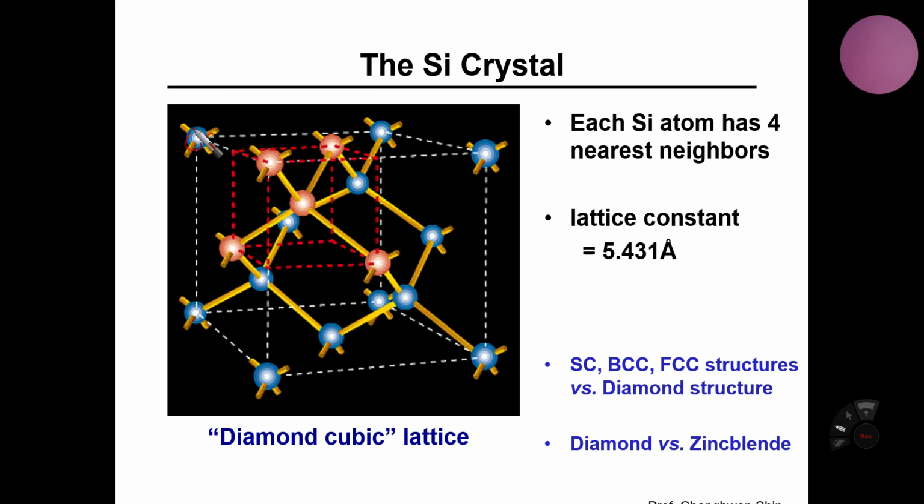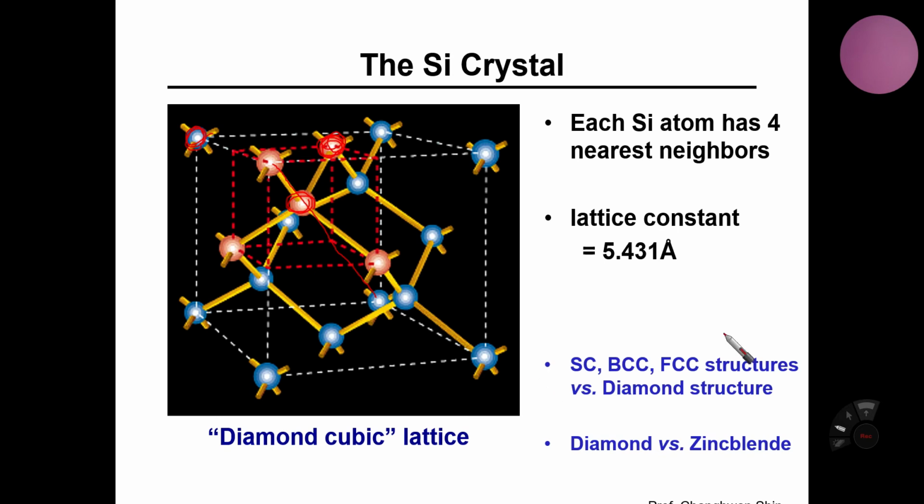Now, at the 8 corners, you will find a silicon atom, and on each plane, a total of 6 planes, you will find a silicon atom. On 4 different diagonals, you will find silicon atoms, total 4. So this crystalline structure is named the diamond structure, and the silicon used for DRAM, NAND, and CPU, we're going to use this diamond-structured silicon material.